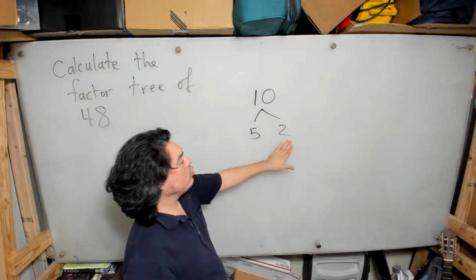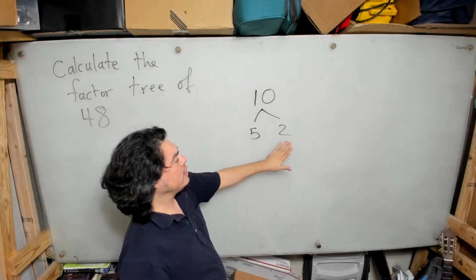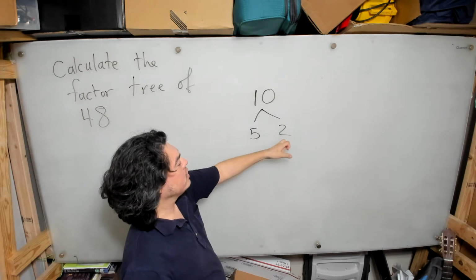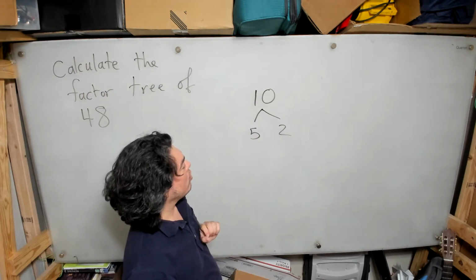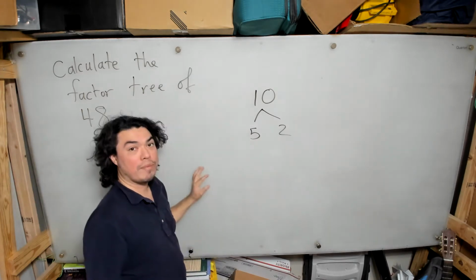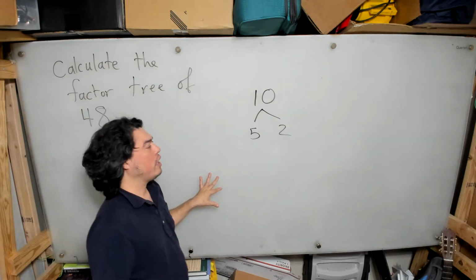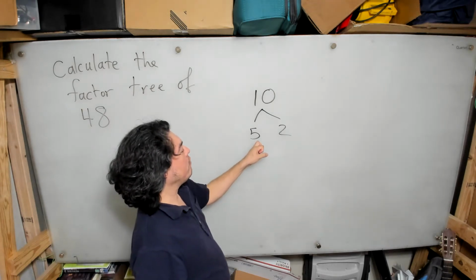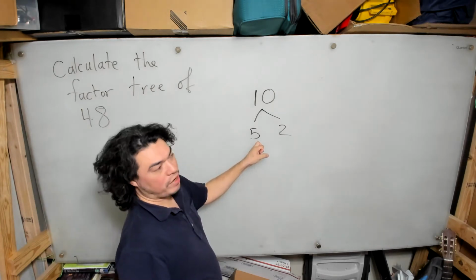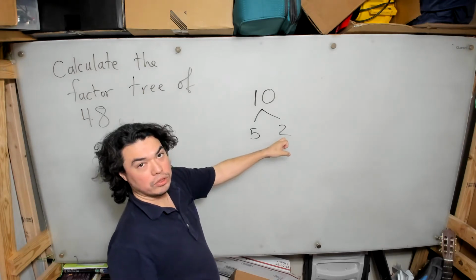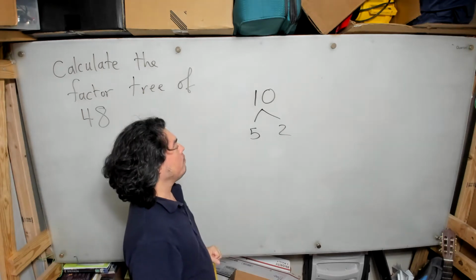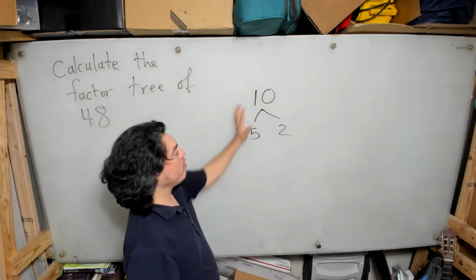Why is it 5 times 2? Why does this complete the factor tree? Because these two numbers at the bottom are prime. That is, they cannot be broken up further, okay? The only two numbers that multiply to give me 5 are 1 times 5, or 1 and 5. Same thing with 2, 1 and 2, okay? And so this will be our factor tree.